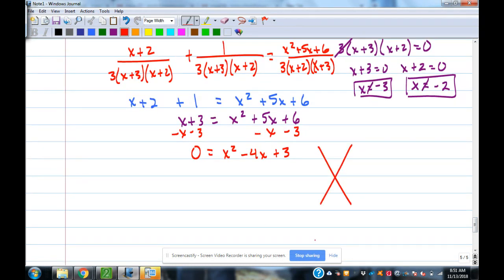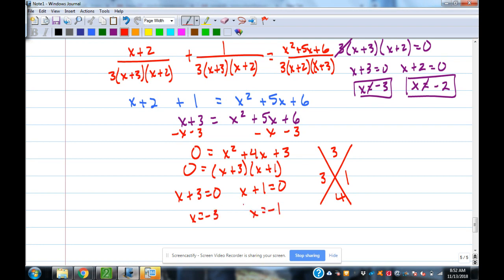I think x method will work on this. Multiply to be 3, add to be negative 4. Is it positive 4? It is positive 4. Even better. X method will work on that too. 3 and 1. So x plus 3, x plus 1. Set those equal to 0. -3 and -1. But -3 is an excluded value, so we throw that one out. -1 is the only solution to that.